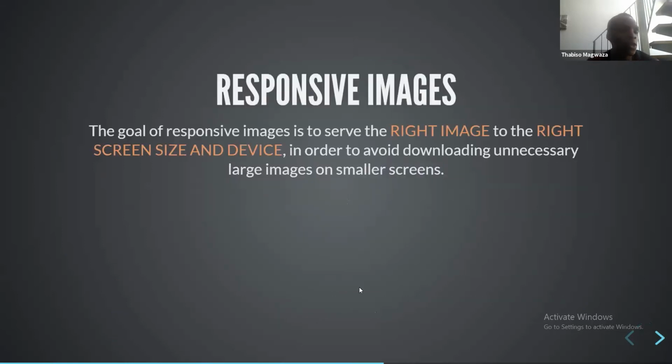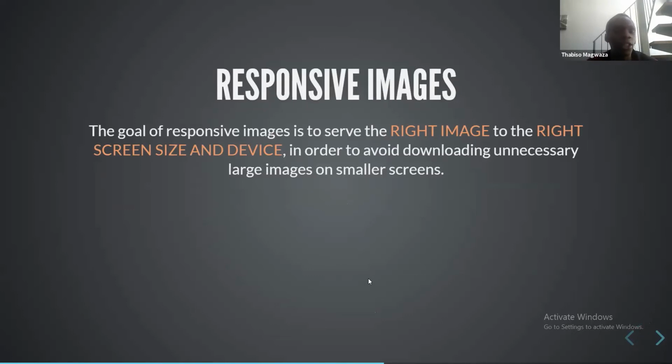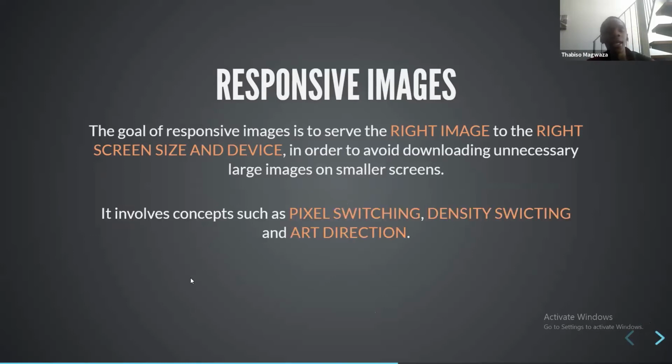So the idea of responsive images is to serve the right image to the right device that has the right screen size, right? So this avoids you downloading unnecessarily large images, especially on these smaller devices. So responsive images normally involves things like resolution switching, density switching, and art direction.